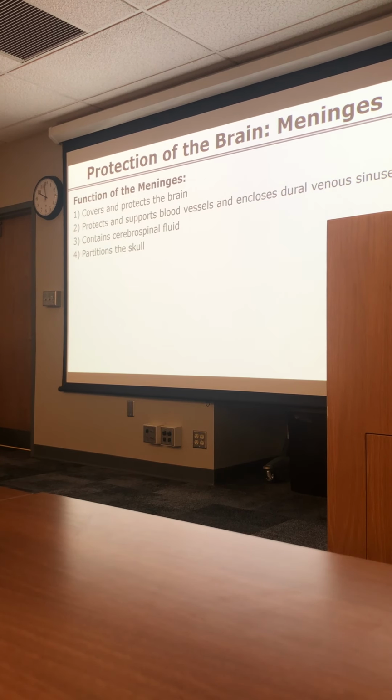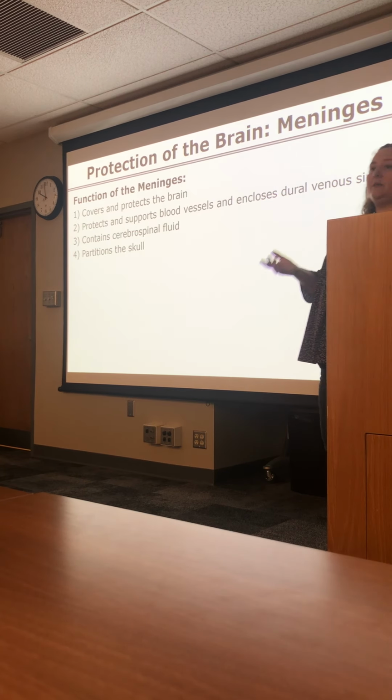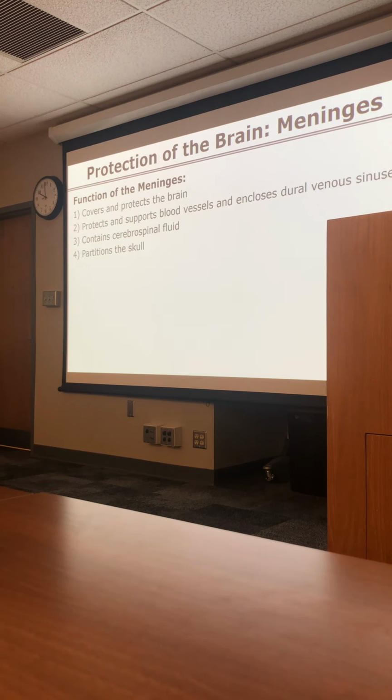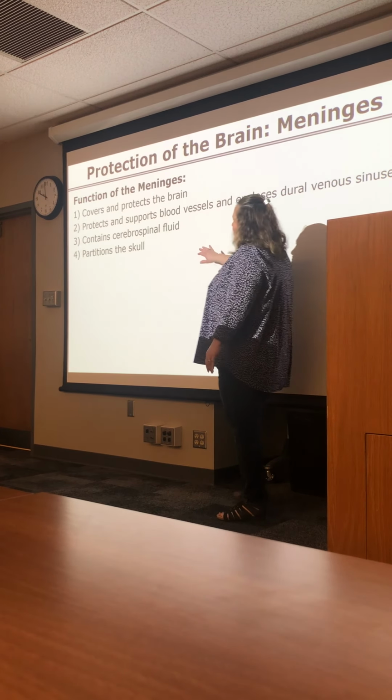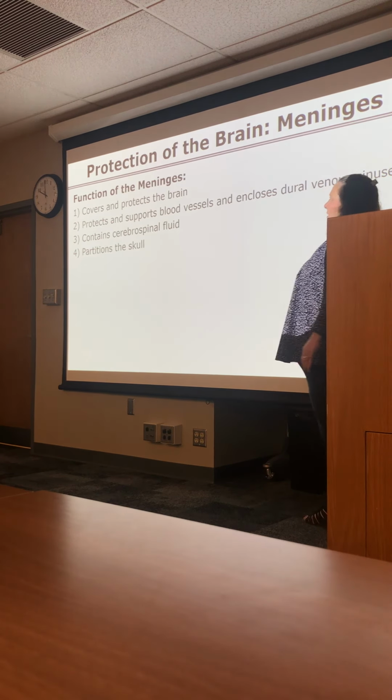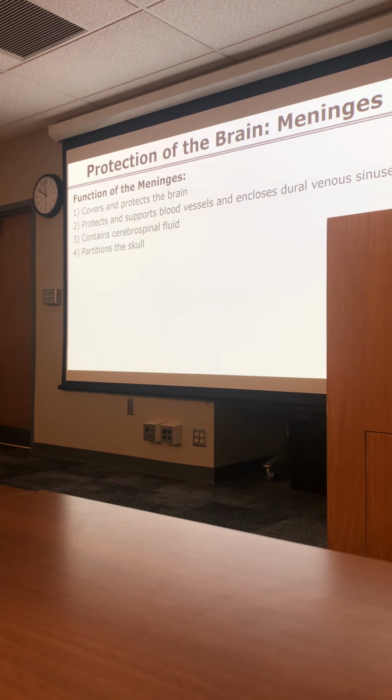And so when we think about the meninges, these meninges are gonna cover and protect the brain. We're also gonna see that when we talk about the spinal cord, they also cover and protect the spinal cord as well. And these meninges are going to protect and support blood vessels, enclose what are called dural venous sinuses, and we'll talk about what those are in a second. A lot of these are going to contain cerebral spinal fluid. We'll talk about where we see that CSF. And we also see that parts of the meninges are going to help partition the skull, and so create different rooms within this large cavity known as the cranial cavity.